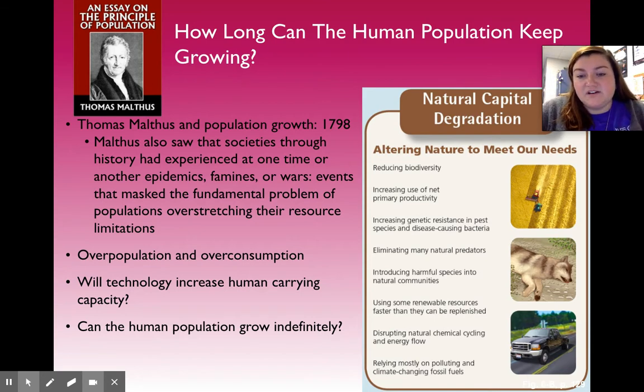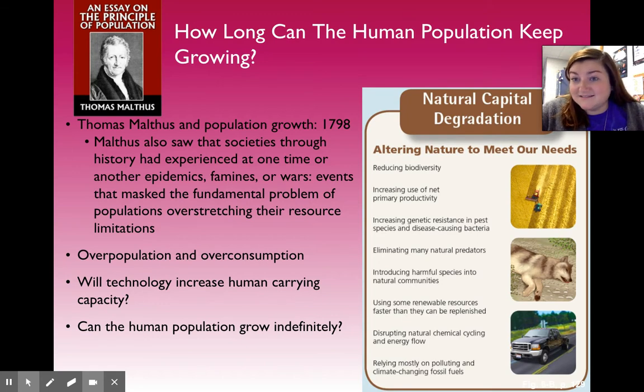So picking up where we left off, we do have a tendency to increase genetic resistance in both pests and disease-causing bacteria. So things like antibiotic resistance, things like pest resistance in pest species in crops and the produce that we eat. We've eliminated a lot of natural predators. So that's going to, as we talked about during trophic cascade, mess up natural populations pretty heavily. We've also introduced harmful species into natural communities.